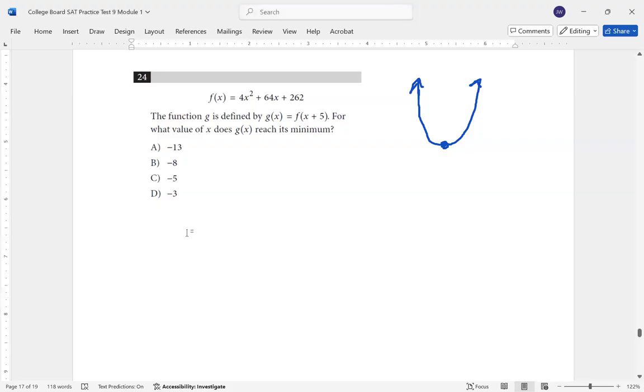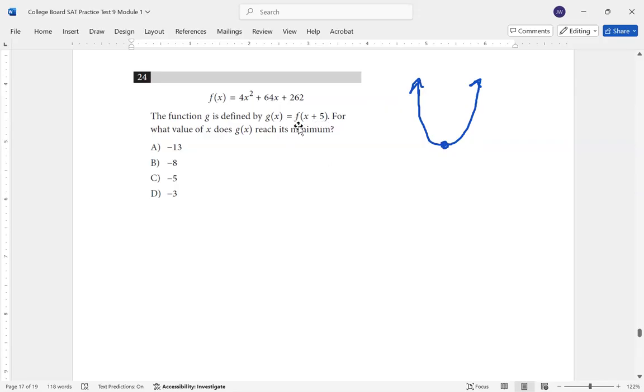And that's what we're going to do. So we're going to find the value of x for the vertex of this parabola. Now, f is going to be a parabola. G is also going to be a parabola because when you replace x with an x plus 5, you're replacing a linear with a linear. You're also going to get a parabola. In fact, you're going to get a parabola that's been shifted to the left 5 units.